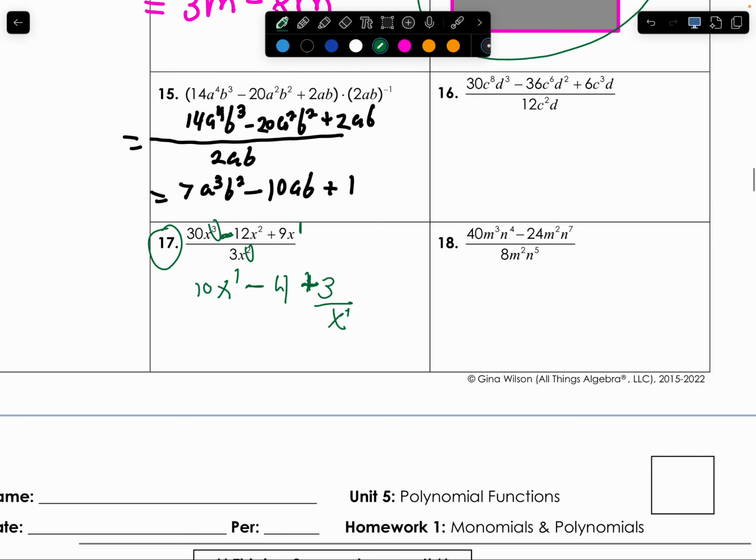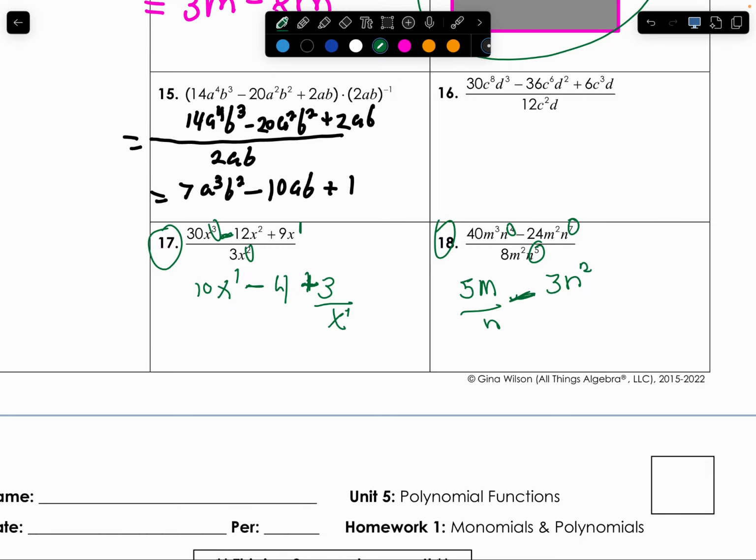Okay. Let's have a look at this one, number 18. 8 goes into 40 5 times. M1 on top. N1 on the bottom, because there's an extra n on the bottom on that one. Minus 8 goes into 24 3 times. M's cancel. Extra n on the top. Extra n squared on the top, because 7 is more than 5. And there's your answer for that one. So that's pretty doable, really.